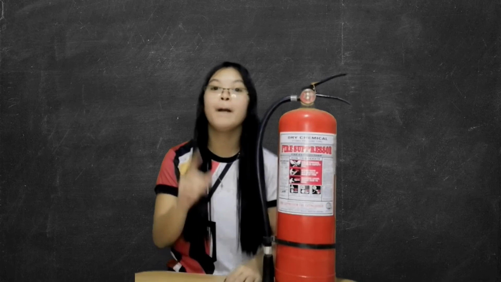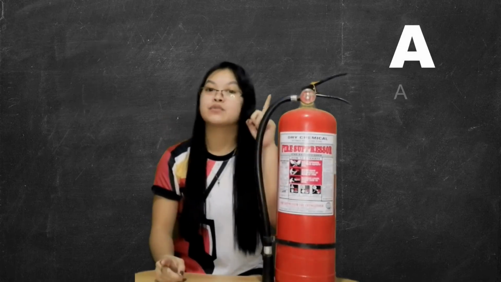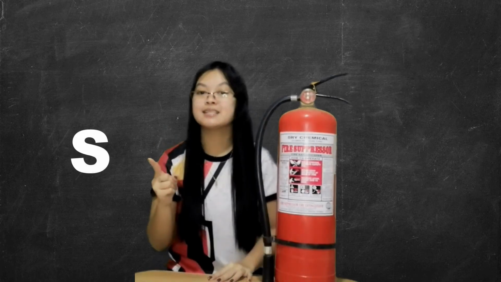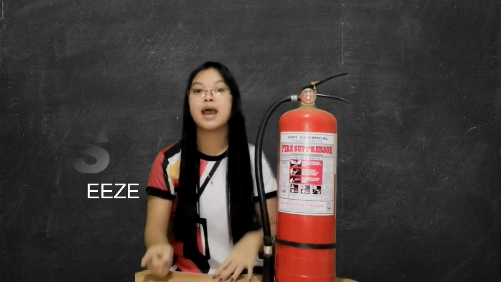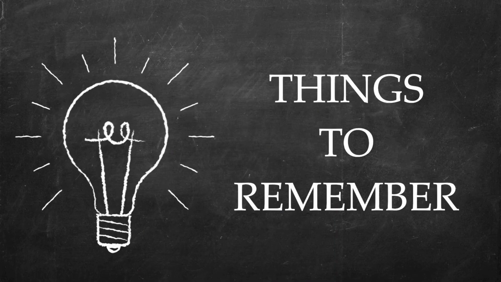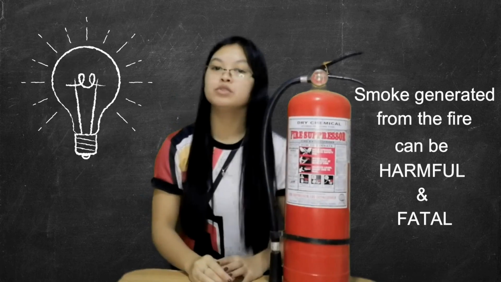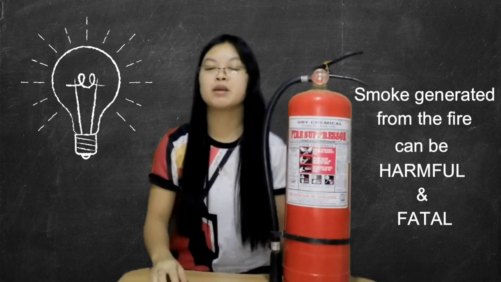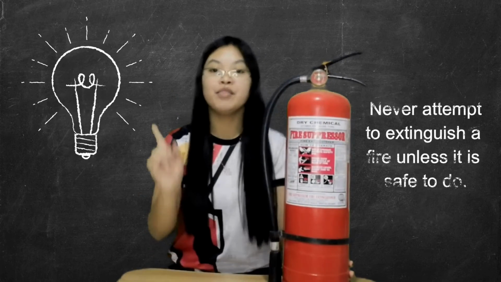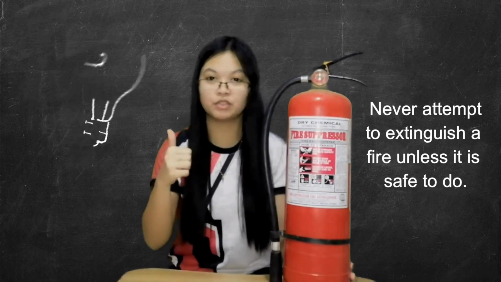So now, let's recap the PASS method for fire extinguisher. P stands for pull. A stands for aim. S stands for squeeze. And the second S stands for sweep. Always remember that smoke generated from the fire can be harmful and even fatal. Never attempt to extinguish a fire unless it is safe to do so.